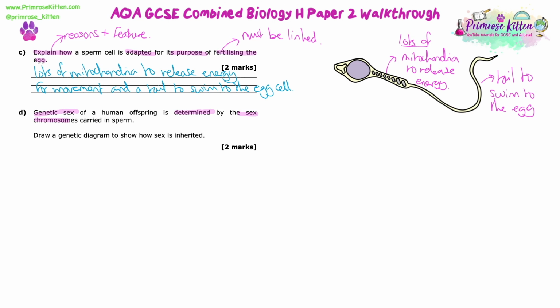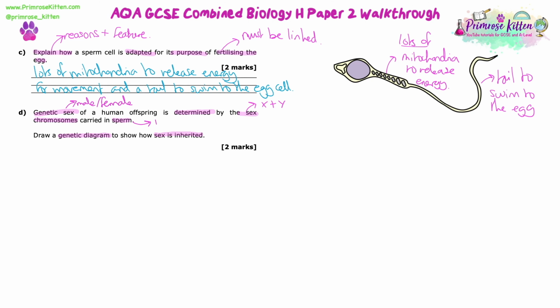Okay, next part. Genetic sex of a human offspring is determined by the sex chromosomes carried in sperm. Draw a genetic diagram to show how sex is inherited. Okay, so in this context, when we're talking about sex inheritance, what we're talking about is obviously genetic sex being male or female. And it says that the sex chromosomes, so the X and Y, in the sperm determine whether you get a male or a female.